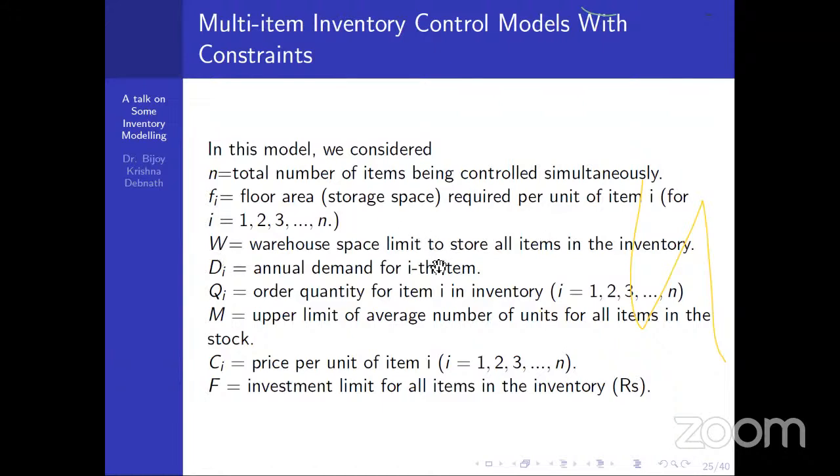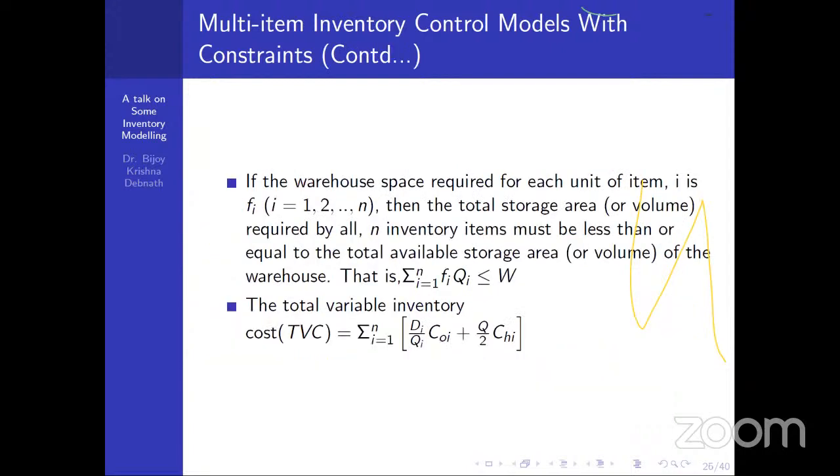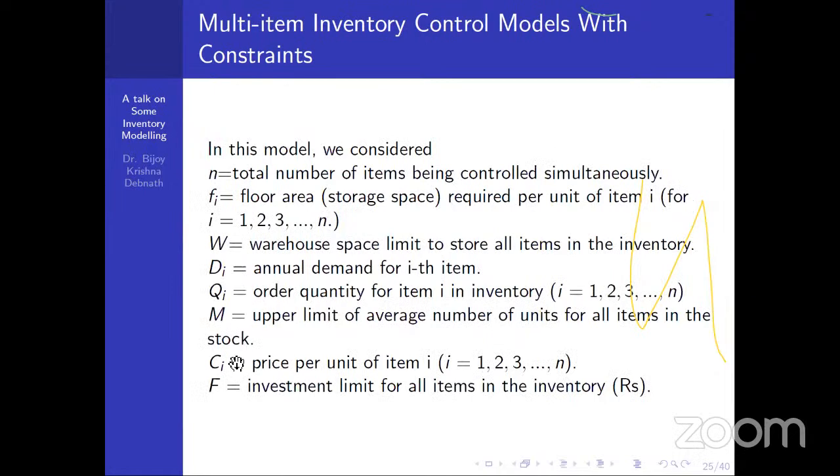For each item the demand is Di, and the order quantity for each item is Qi. So here you see that for each item the floor area is Fi. So what is the total floor area for Qi items? Fi Qi, and how many items are there? n items. So this total sum, the total floor area, should not be greater than W, because W is the warehouse space limit, right?